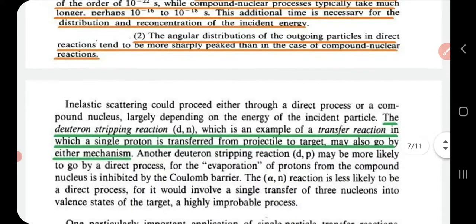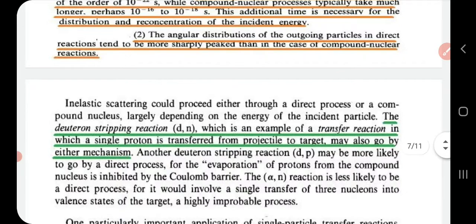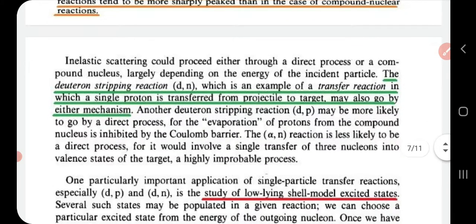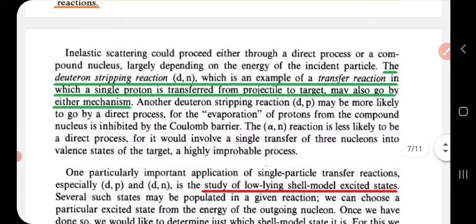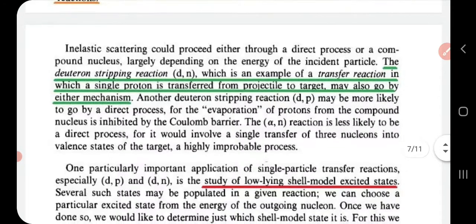Second point, the angular distribution of outgoing particles in a direct reaction tends to be more sharply peaked than in the case of a compound nucleus reaction. So these 2 points you have to write. These are the characteristics that distinguish a direct process from a compound nucleus process. Okay.